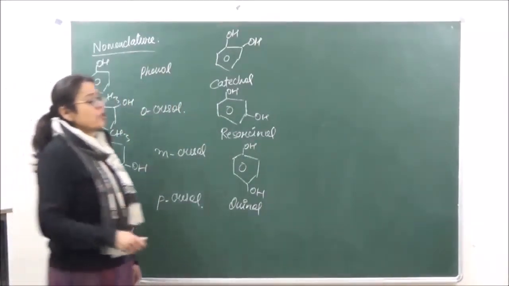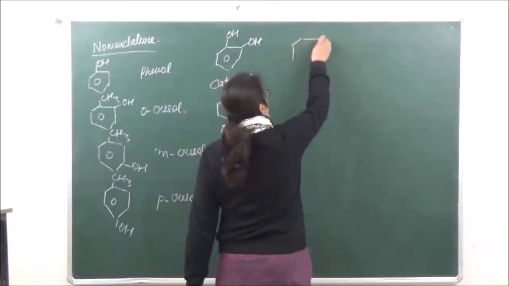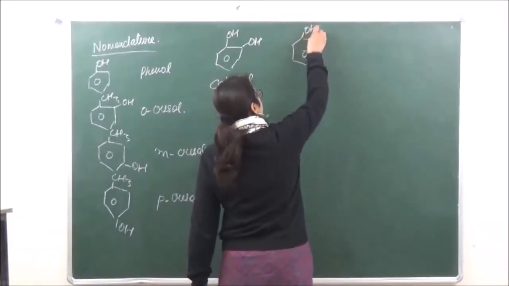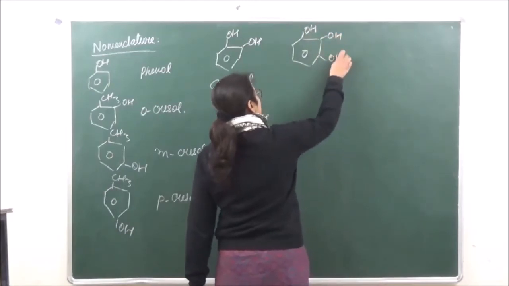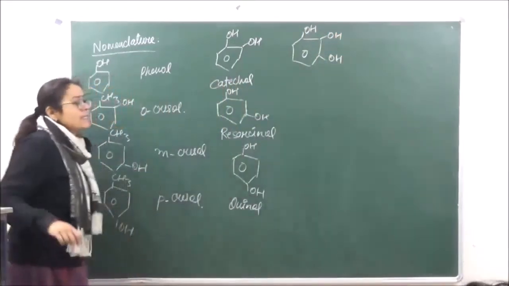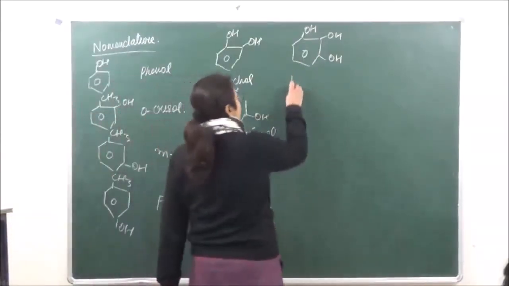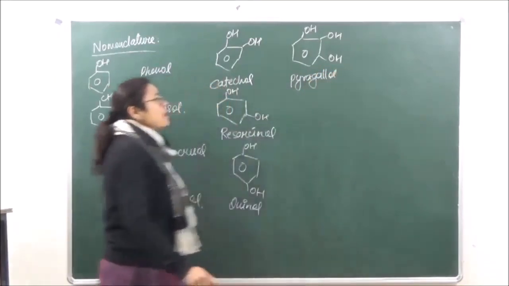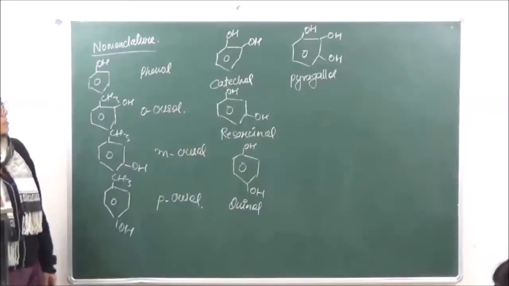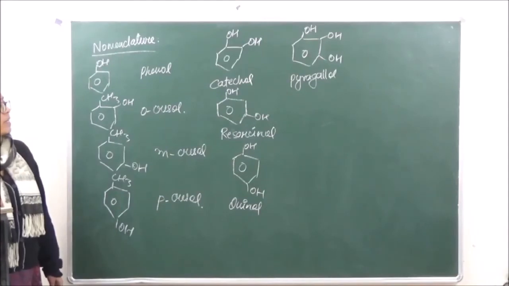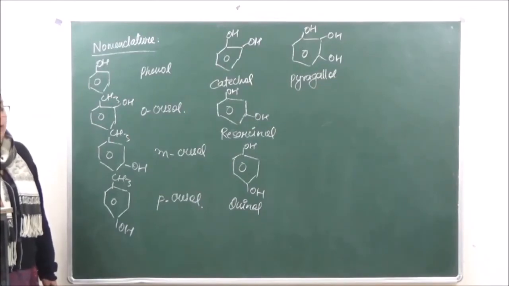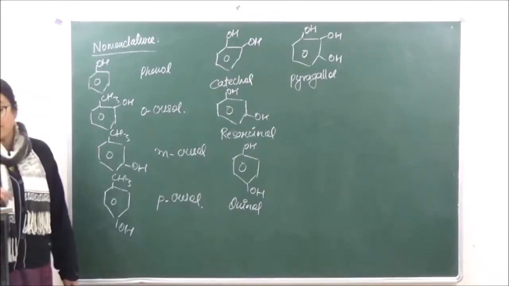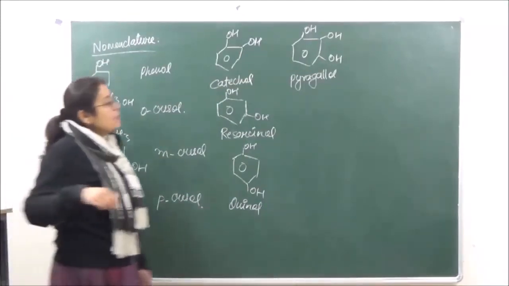If we have three hydroxy groups, and all of them are at the adjacent position, then this is known as pyrogallol. In your competitions, you may be asked the number of sigma and pi bonds present in any of them. So you should know the formula according to the common names. For example, you can get a question, how many sigma and pi bonds are present in resorcinol? So you need to know what is the formula of resorcinol, otherwise you will not be able to answer the question, right?